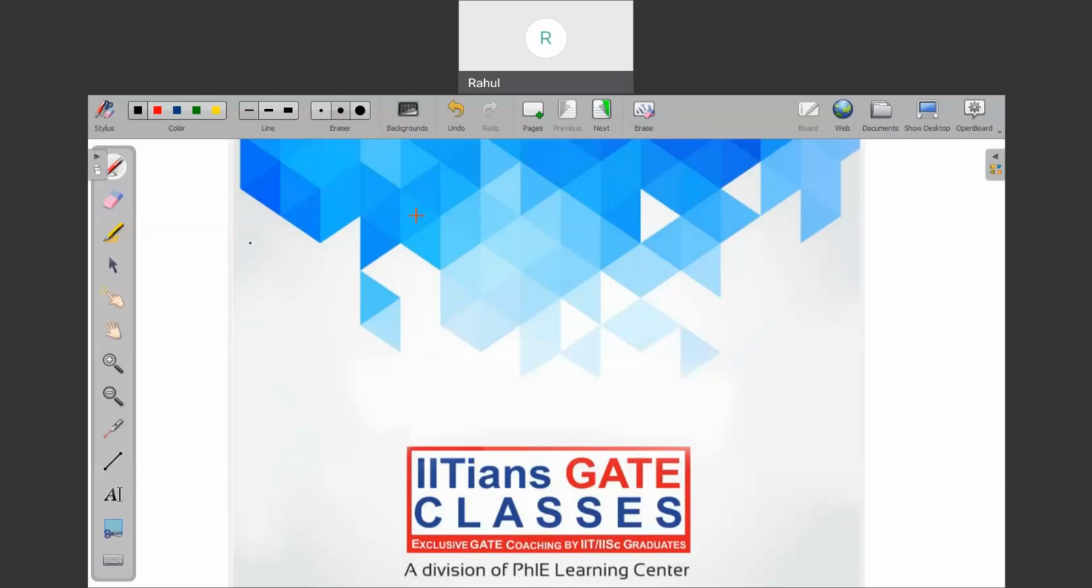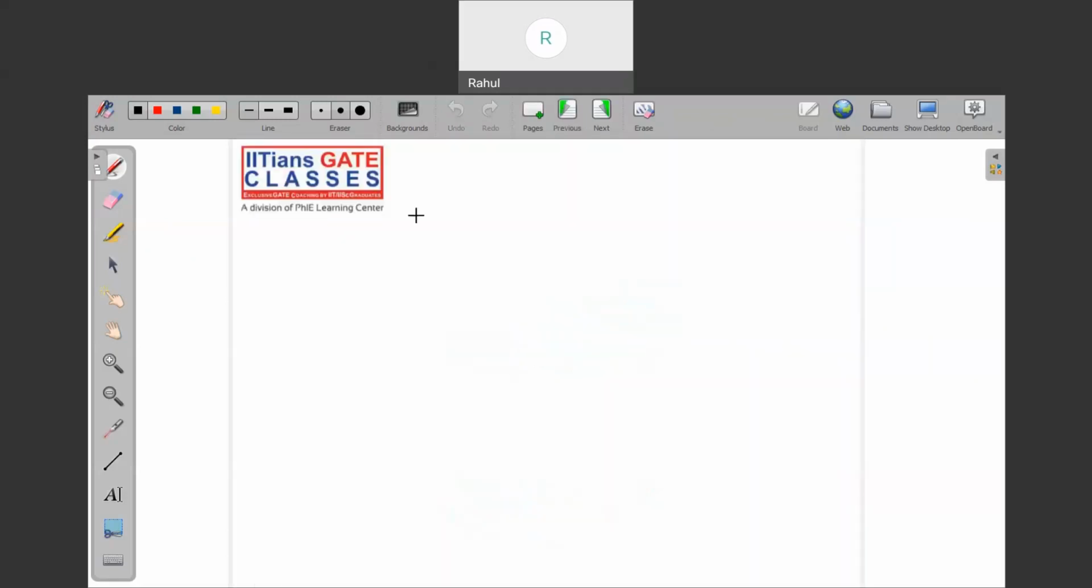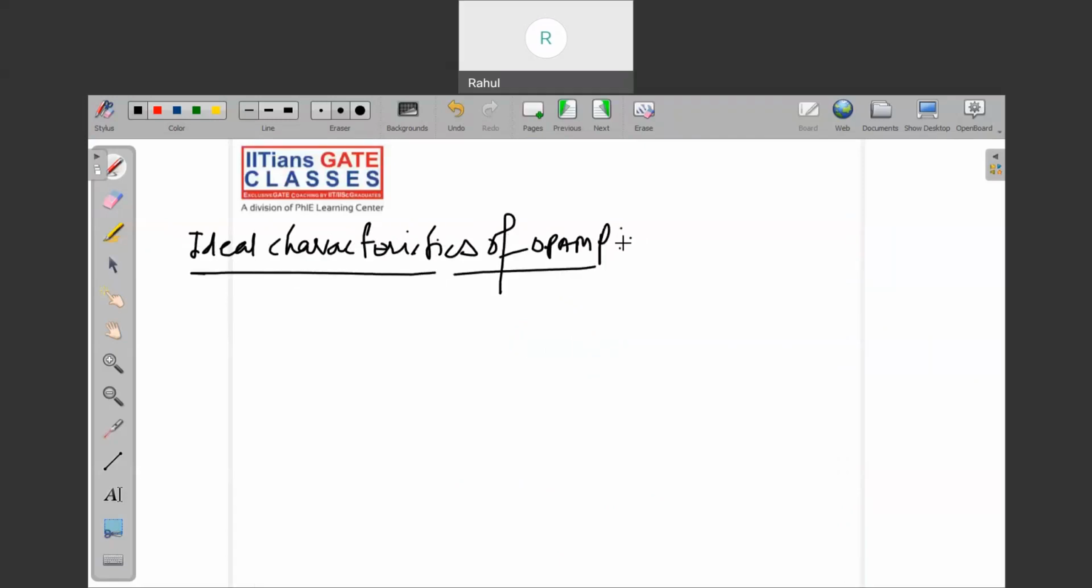Today, in the last class, I said that I'm going to talk about some non-ideal characteristics of the op amp. Initially we need to know what the ideal characteristics of the op amp are. So today we will discuss the ideal characteristics of an op amp. What are the ideal features of the op amp?